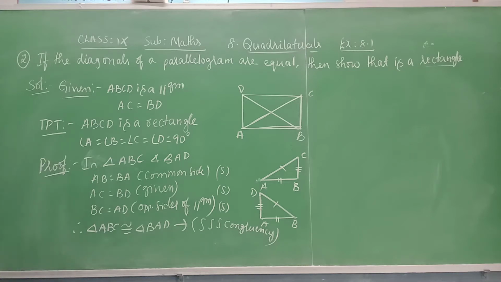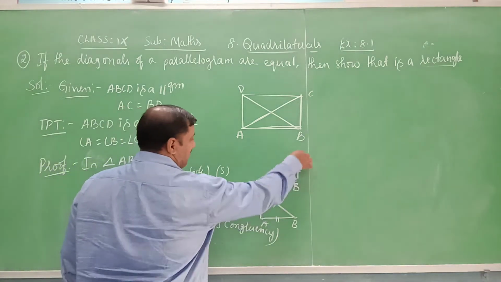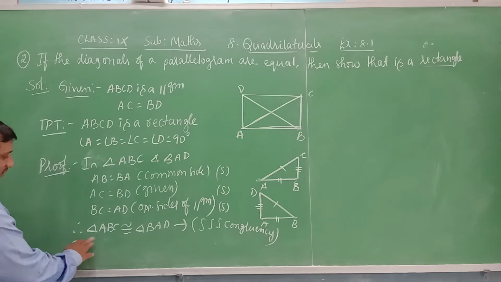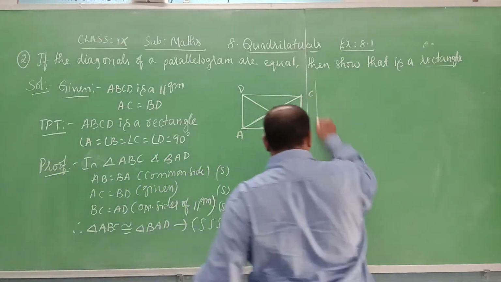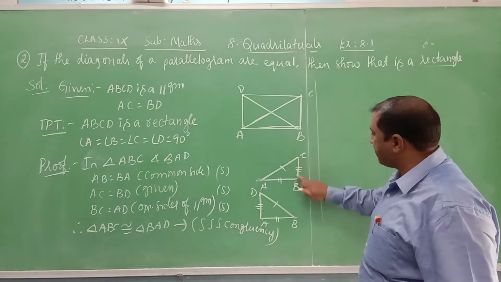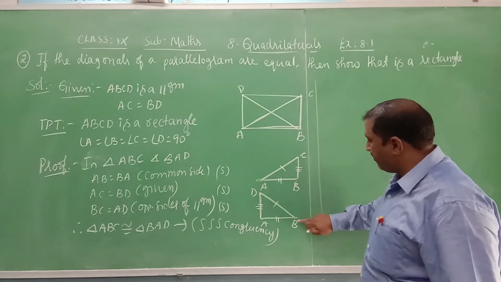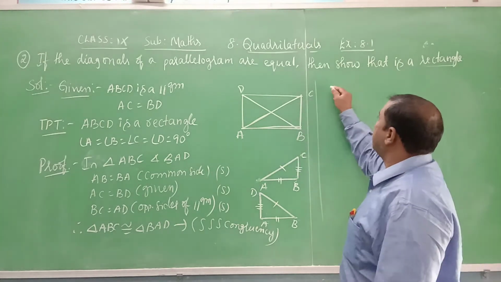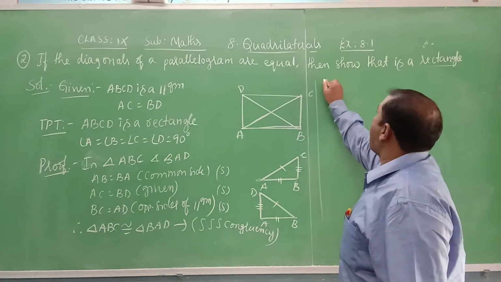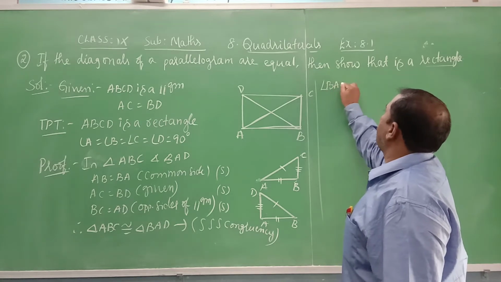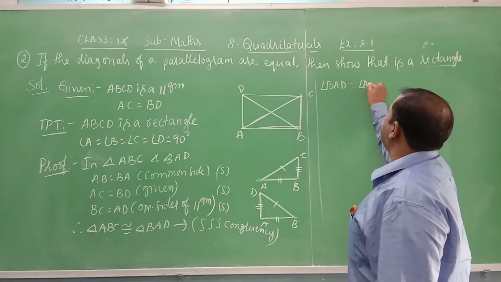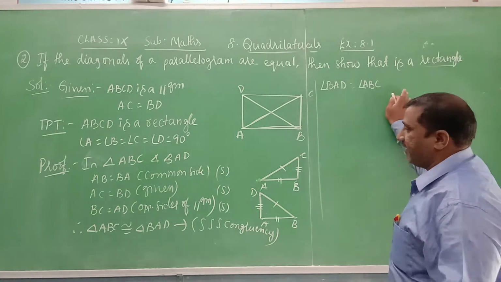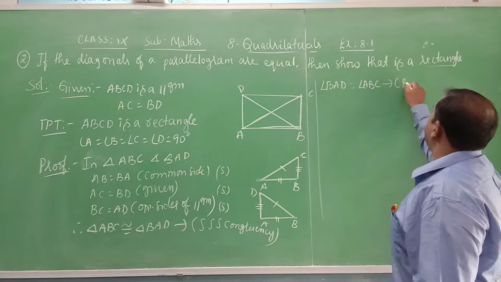Angle ABC in the figure, that is angle ABC is equal to angle BAD by CPCT. So from this what can we write? From these two triangles, angle ABC, this is angle B, and angle BAD, that is angle A in parallelogram ABCD. Therefore by CPCT, angle BAD is equal to angle ABC.